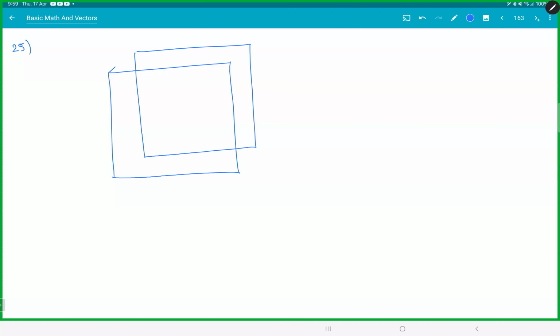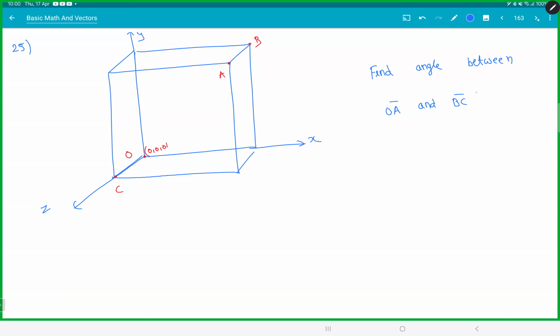So we got the cube here. X-axis, y-axis, z-axis. So this is your origin 0, 0, 0. This is O. This is point A. This is point B, and this is point C. Find the angle between OA bar and OB bar. Find the angle between OA bar and BC bar.